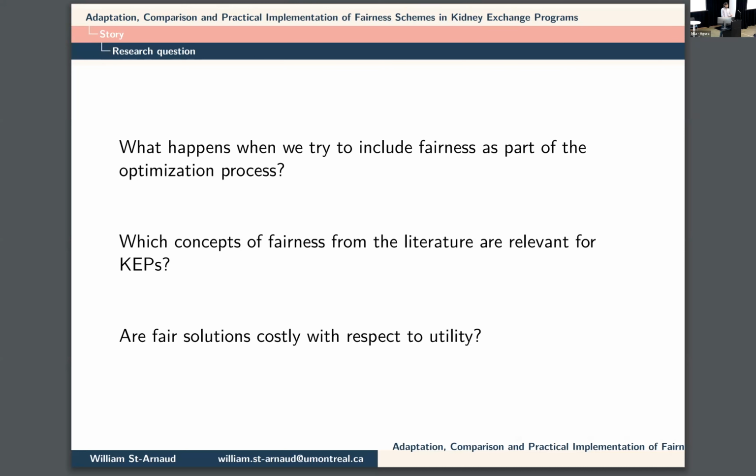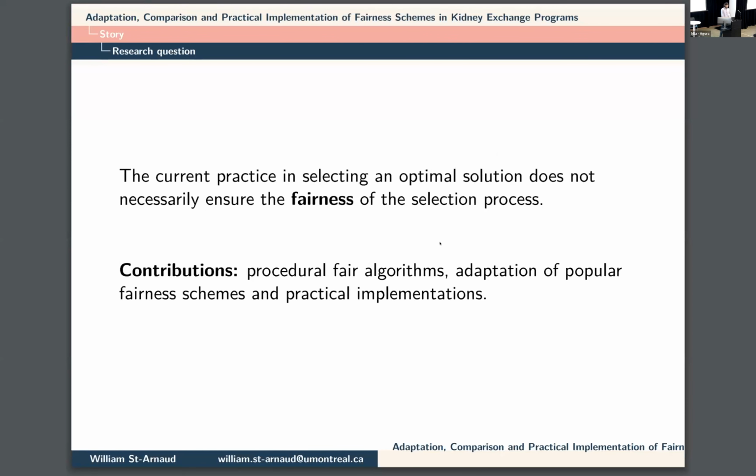So we have the cost to utility, which is what we'll call the price of fairness. If you have a fair solution, you can measure how well it performs compared to the utilitarian objective, which is just typically maximizing the utility function. Okay, so for those reasons, our contributions: we contribute a procedurally fair algorithm, and we adapt different fairness schemes, which I'm going to talk about, to kidney exchange programs, and we provide practical implementations using a method of column generation.